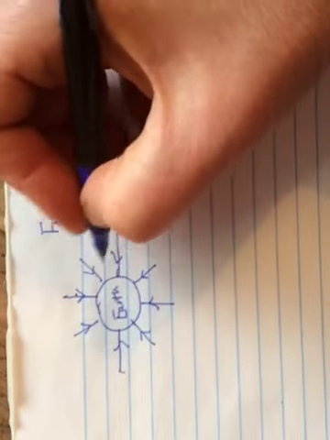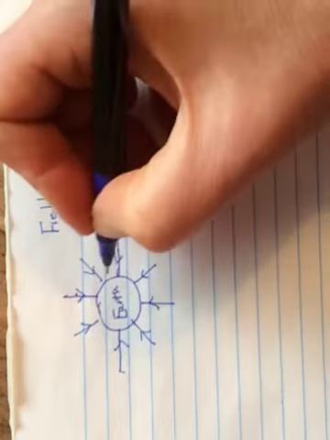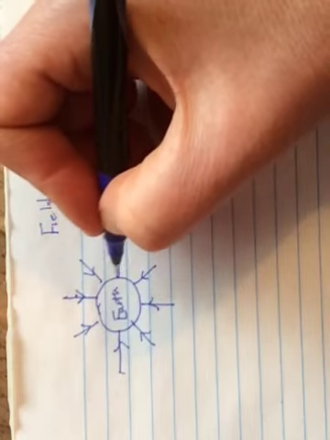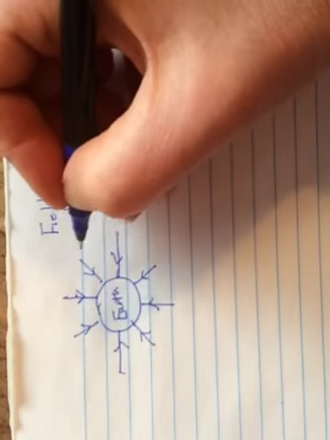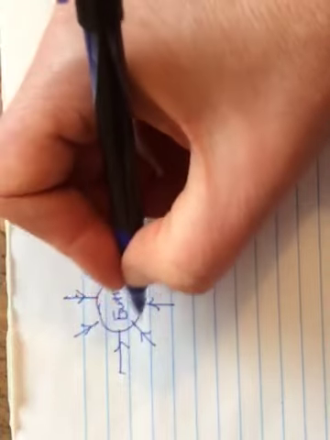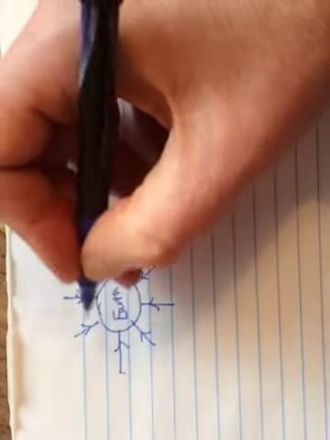But the closer the field lines are together, it indicates the stronger the field. So if you look here, the field lines are much closer than out here. It makes sense that the field is much stronger closer to the Earth.